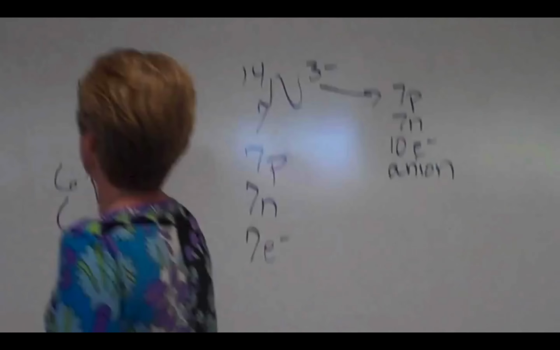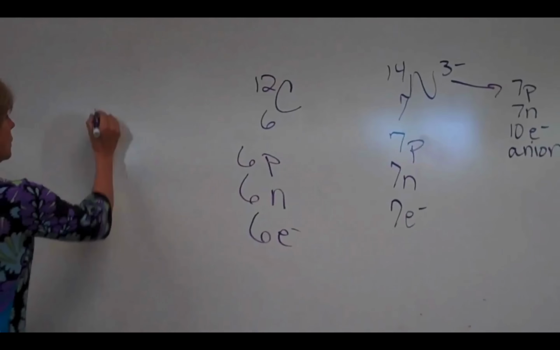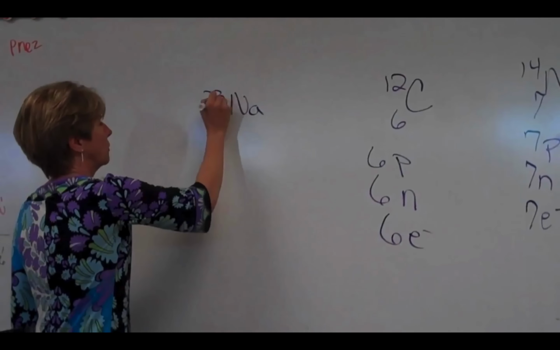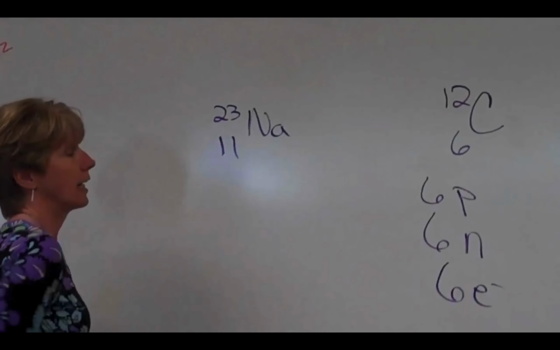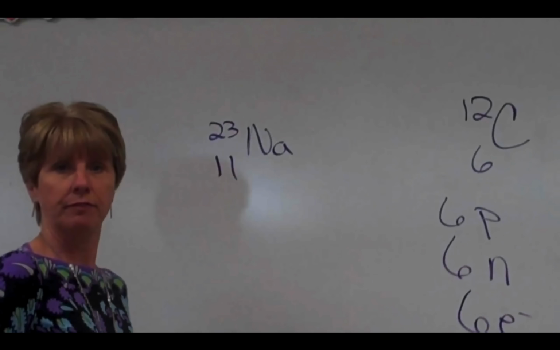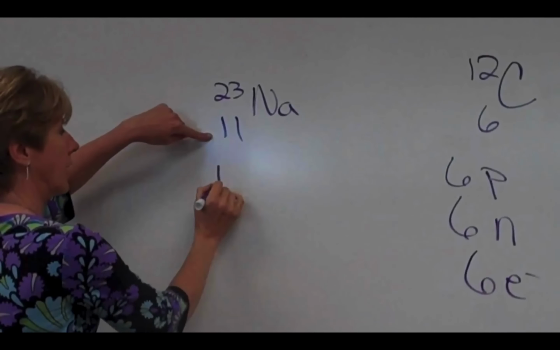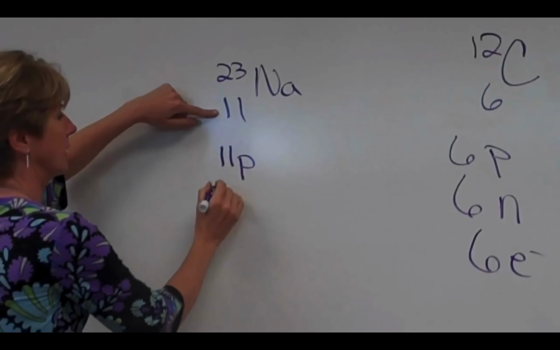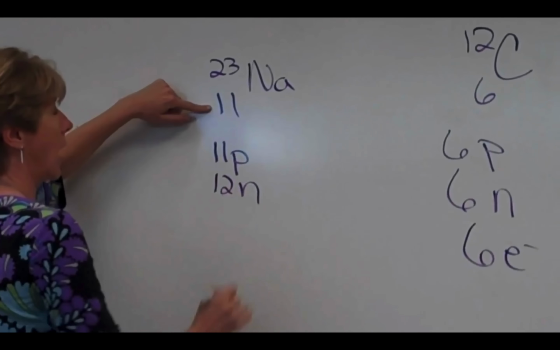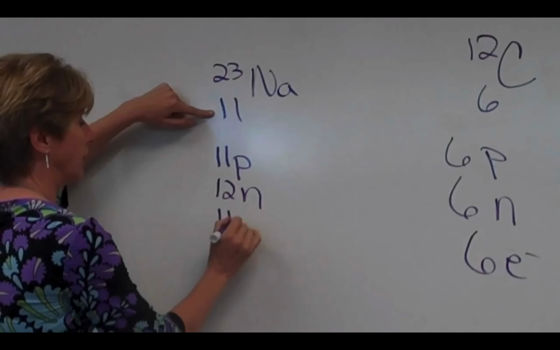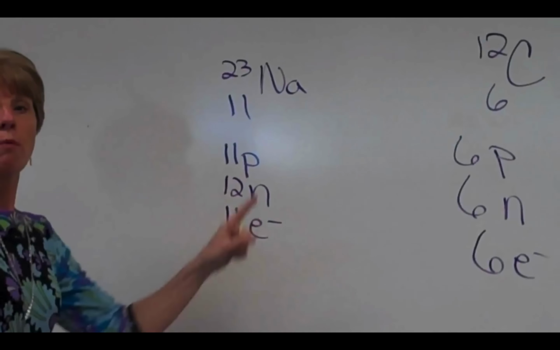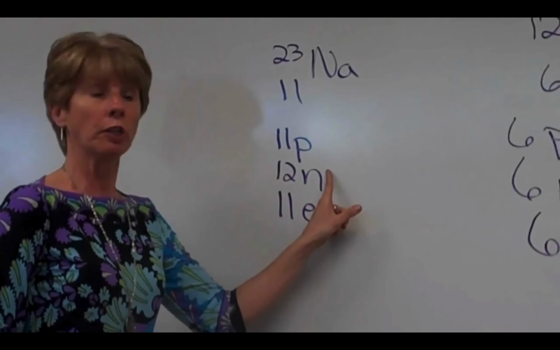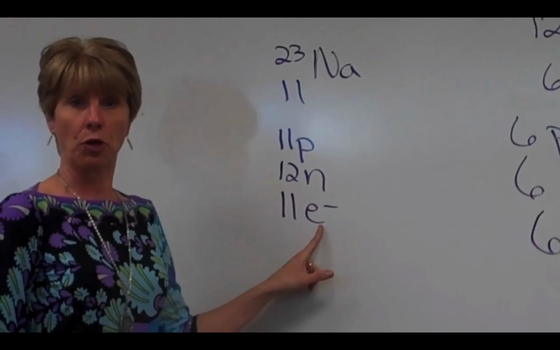Okay, let's do another one. Let's do sodium. Sodium, mass number 23, atomic number 11. This has 11 protons. 23 minus 11 is 12 neutrons, 11 electrons. Protons have a positive charge, neutrons are neutral, electrons have a negative charge.